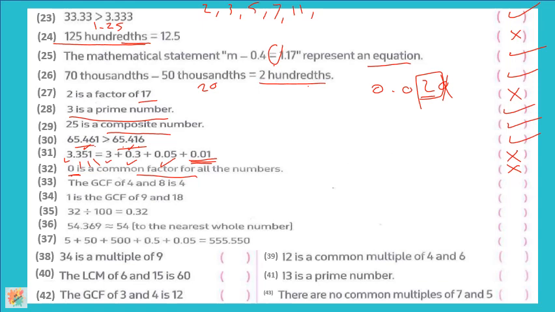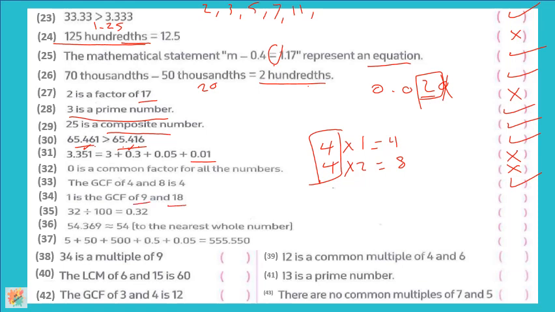The greatest common factor of 4 and 8 is 4. طيب يا ترى؟ ايه رأيك انت؟ ممكن نروح نعمل تشيك. ال 4 هي 4 باي 1 equals 4، ونفس النظام 4 باي 2 equals 8. فهو ده فعلا أكبر فاكتور موجود عند ال 8 وال 4. So it's right. 1 is the greatest common factor of 9 and 18.